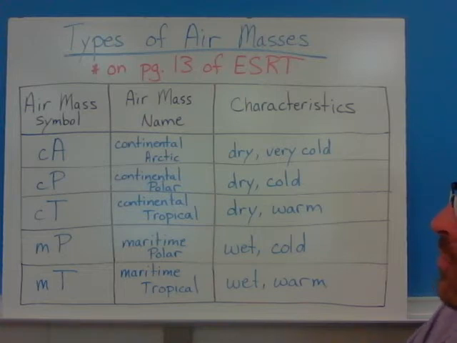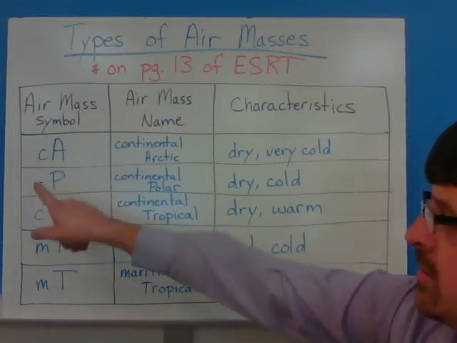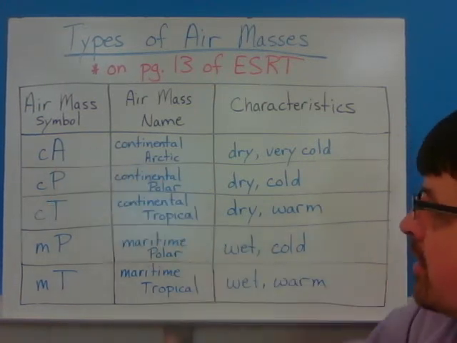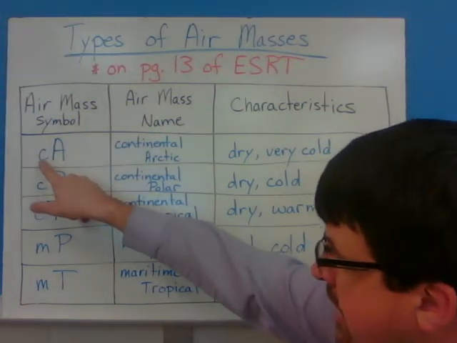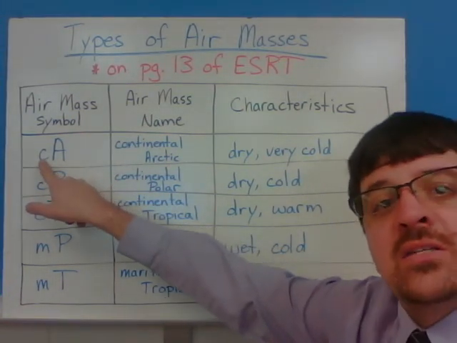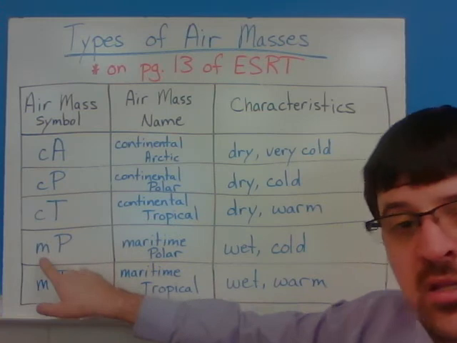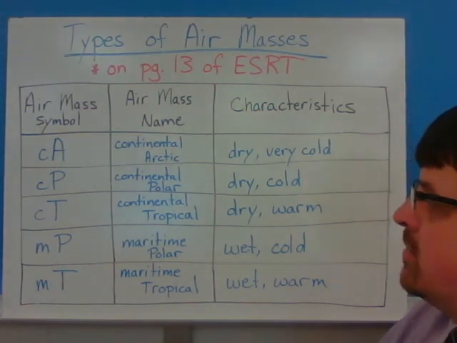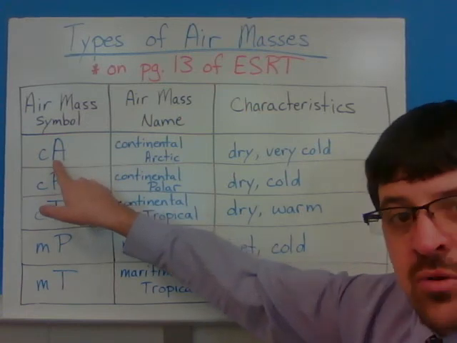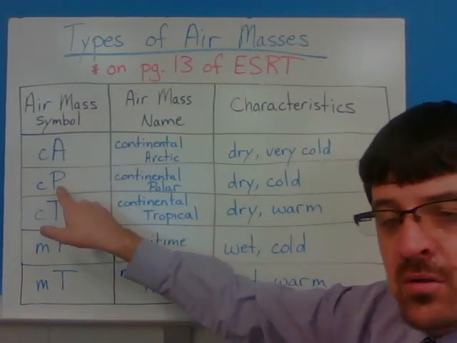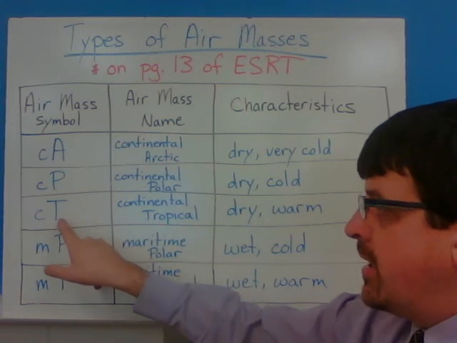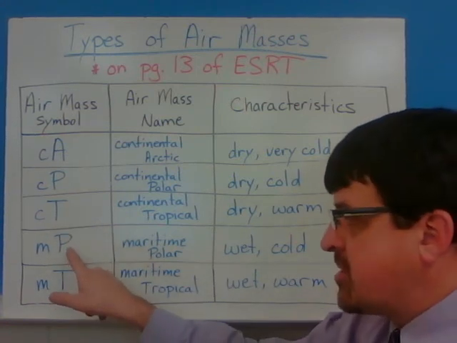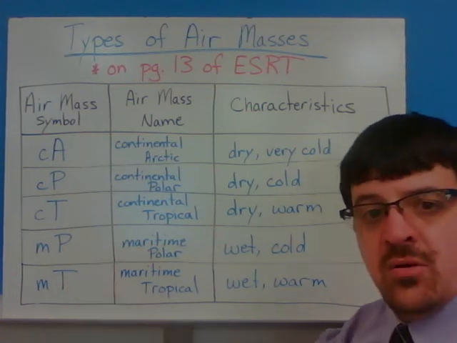Okay? Now, the air mass symbols. Continental, A for Arctic. Continental Arctic. Okay? That, continental, I just told you continental means that it's going to be dry. Look down here. The maritime means that it's going to be wet. Okay? So, Arctic, I just told you was very cold. Polar is just plain old cold. And tropical is warm. So then you got polar, which is cold, and tropical, which is warm.